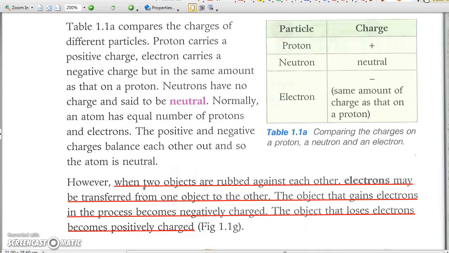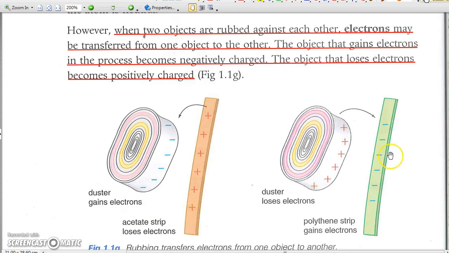When acetate strips, polythene strips, and woolen cloth are rubbed, their particles come into very close contact. It turns out that polythene particles are very powerful at pulling electrons from woolen cloth, and so the polythene molecules gain extra electrons, while woolen cloth molecules lose some. Polythene strips become negatively charged, while woolen cloth becomes positively charged.